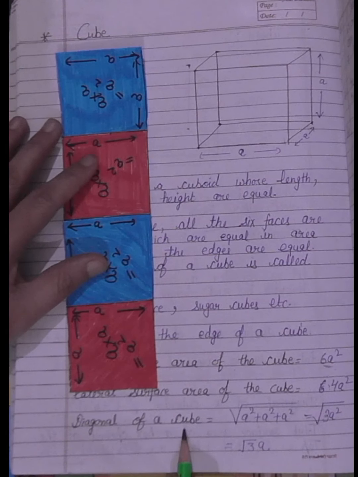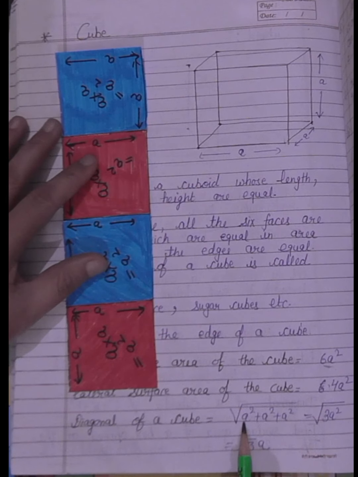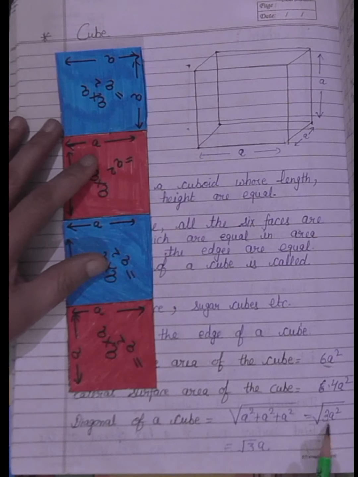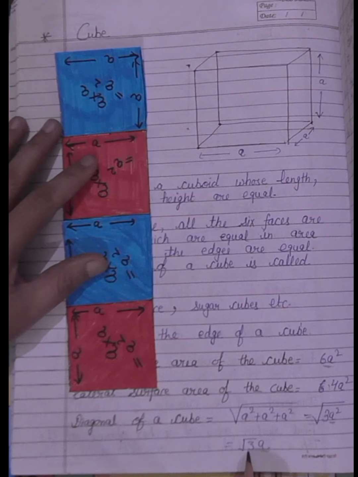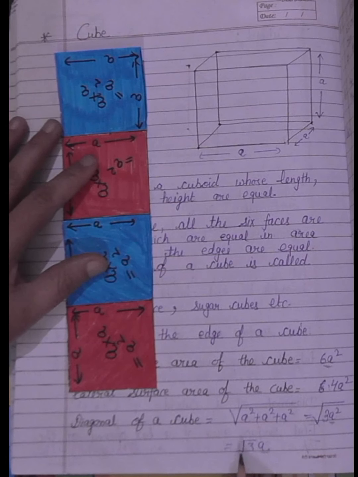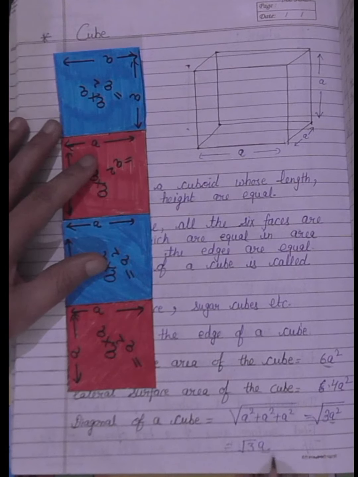Same, the diagonal of the cube is the square root of A square plus A square plus A square, which is equal to the square root of 3A square. A square means A will come out, root 3 will stay the same. So it will be root 3 A. This is the diagonal of a cube, root 3 A.